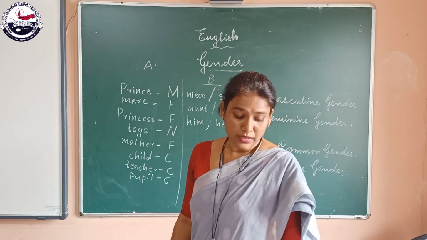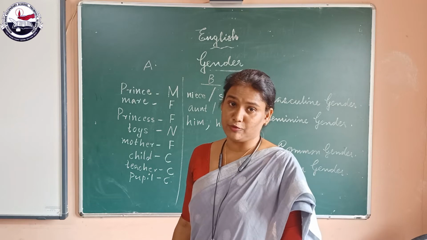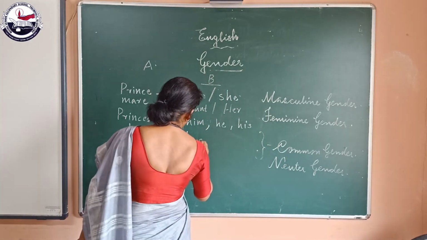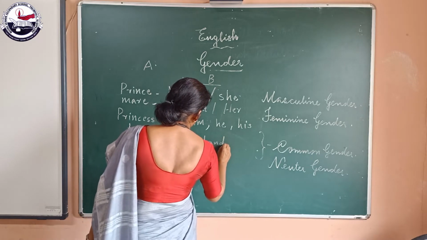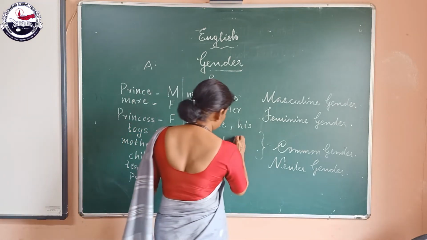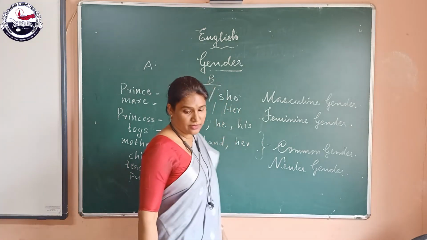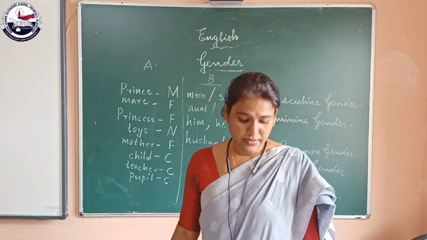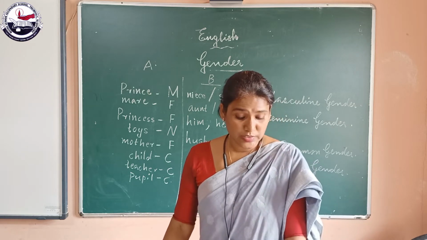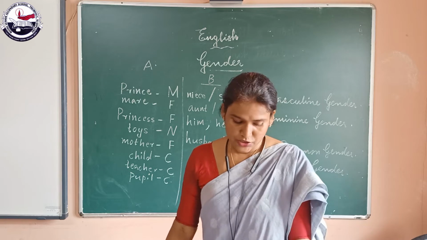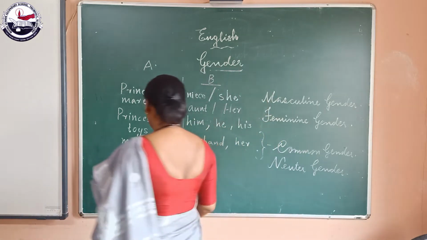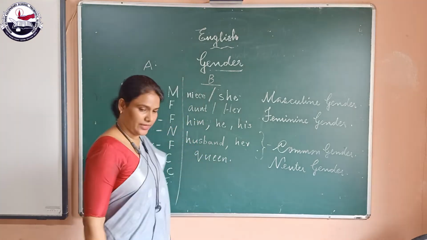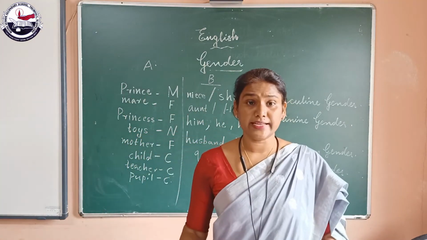Question number 4. Her husband or wife. What's the answer here? Husband. Her husband treated her, H-E-R, treated her nicely. The king or queen lost her bag of gold. Her. So the answer is queen. Clear? Did you write in your text?